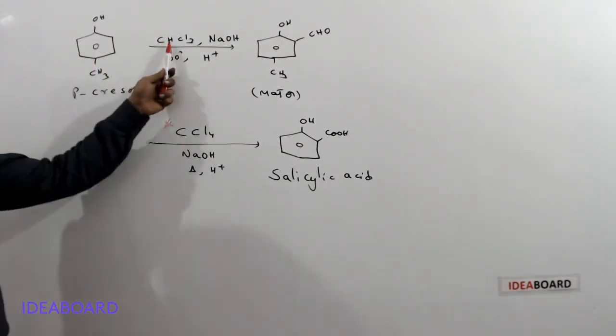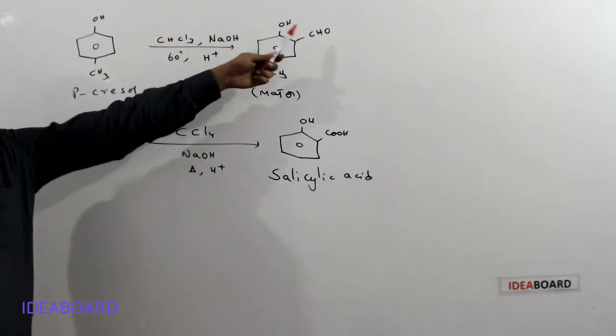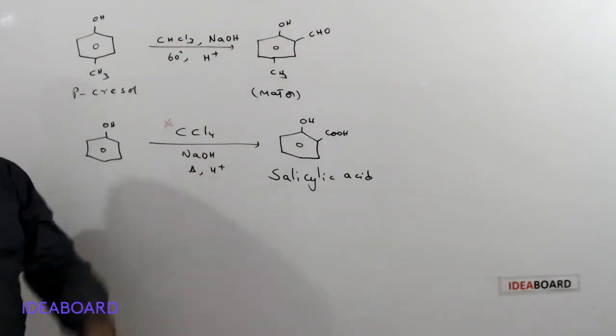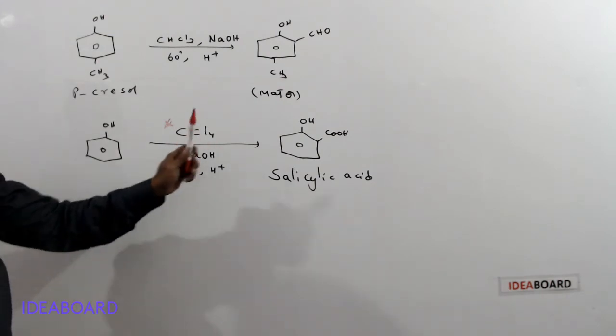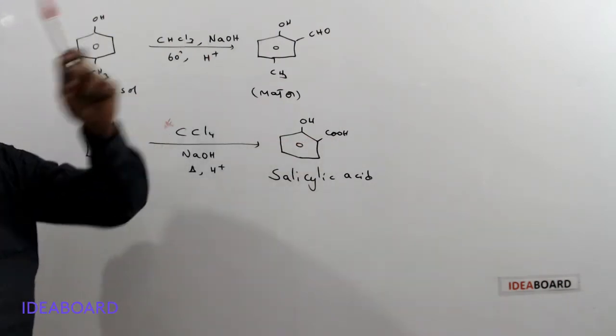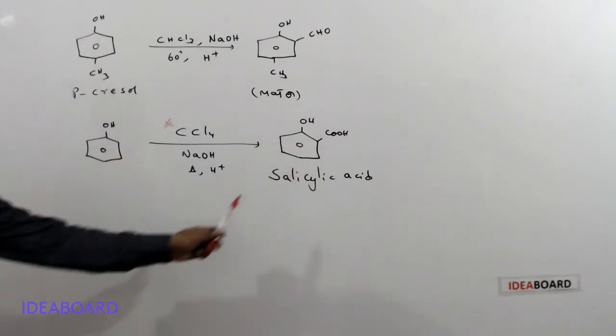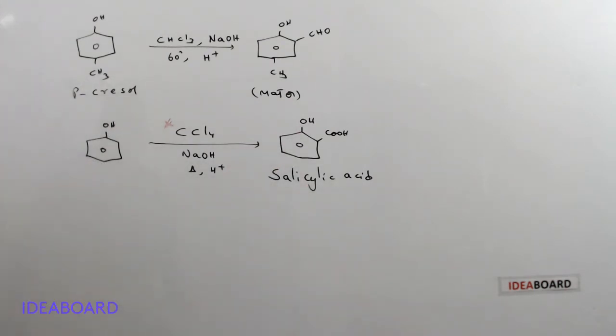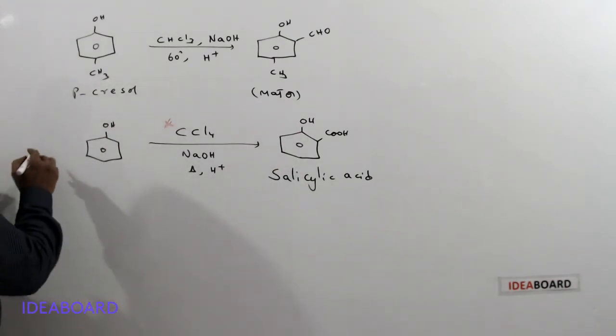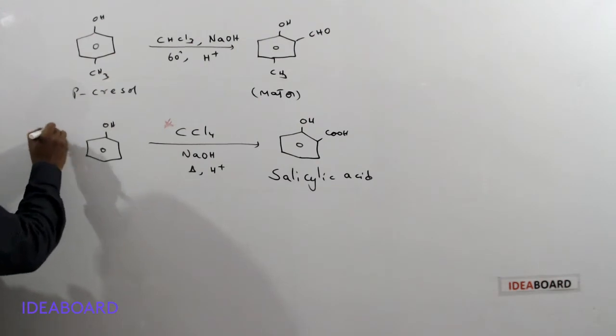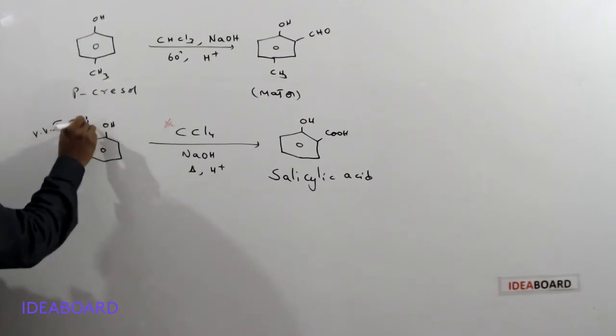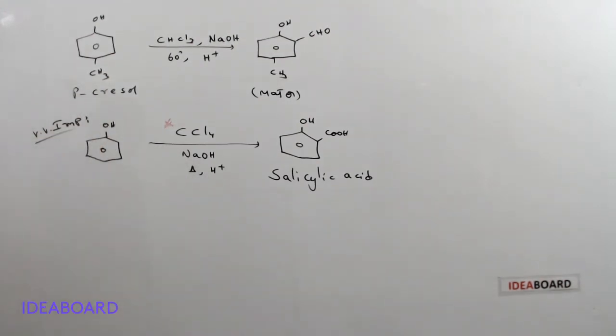If it is chloroform, we will get ortho-hydroxybenzaldehyde or salicylaldehyde. If it is carbon tetrachloride, definitely we will get carboxylic acid. That is, salicylic acid formation occurs. That is very important. Remember this. It is also asked previously. Okay. So this is about the Reimer-Tiemann reaction.